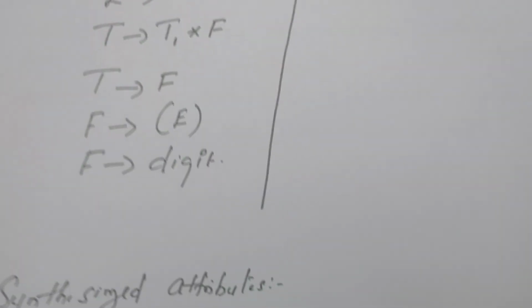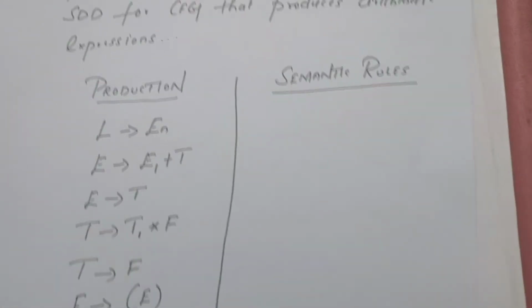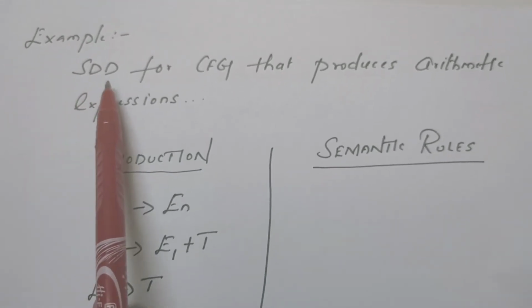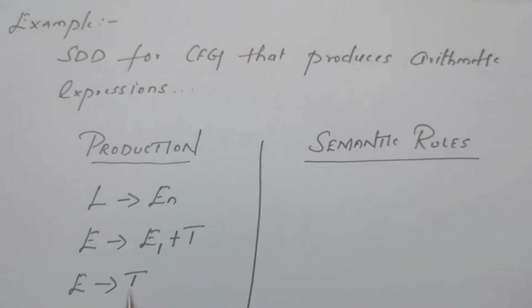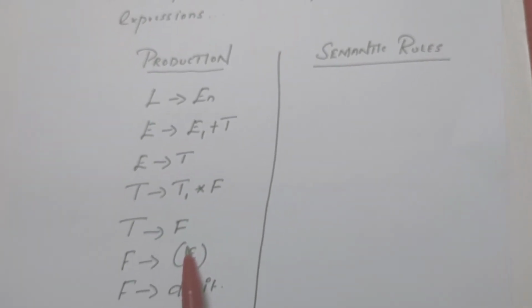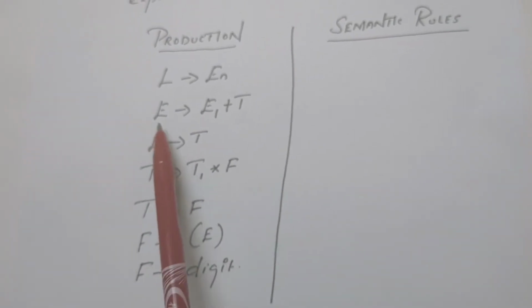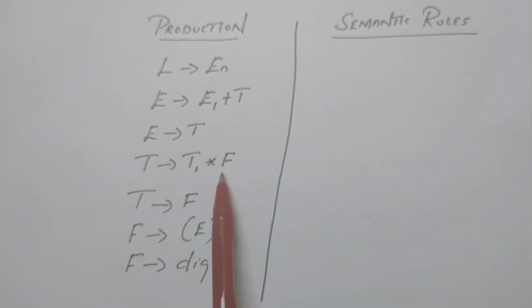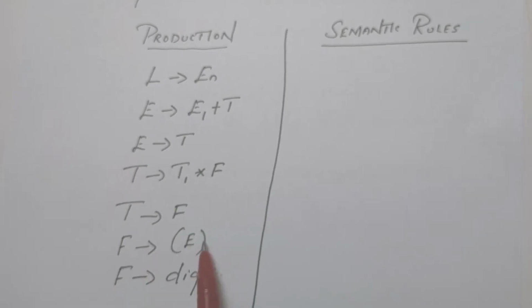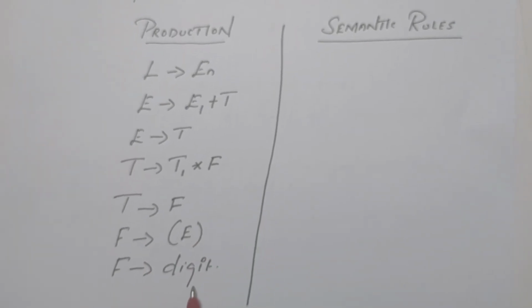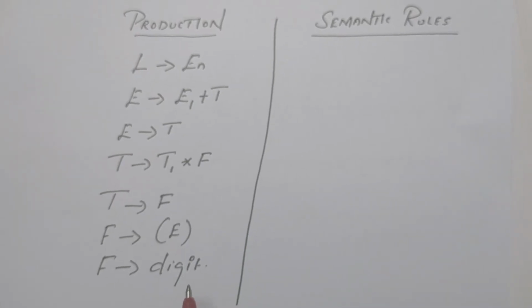So this is an example for SDD. What is SDD? Syntax-directed definition. So we are going to write the syntax-directed definition for this context-free grammar. This context-free grammar is nothing but the expression grammar. But we know this grammar already. E derives E plus T, E derives T, T derives T star F, T derives F, F derives (E), F derives id, F derives digit is given here. Digit is nothing but an integer value.